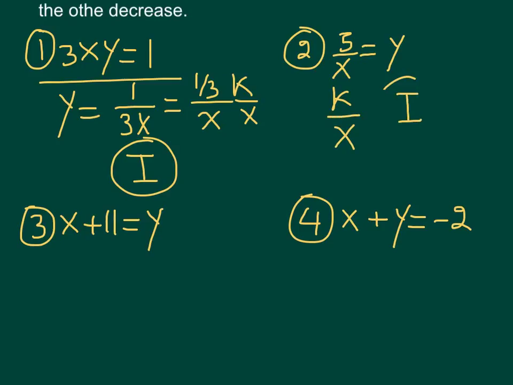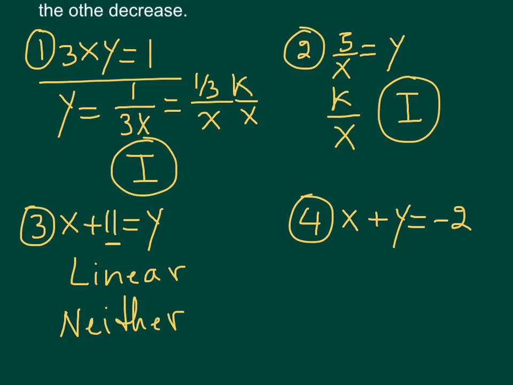It's an inverse variation. Number 3, it's an equation of a line. We have a y-intercept at 11. Therefore, it is not direct, it's not inverse, it's neither. Number 4 is the same thing. This is an equation of a line, and this particular line does not necessarily pass through the origin. It is called neither.